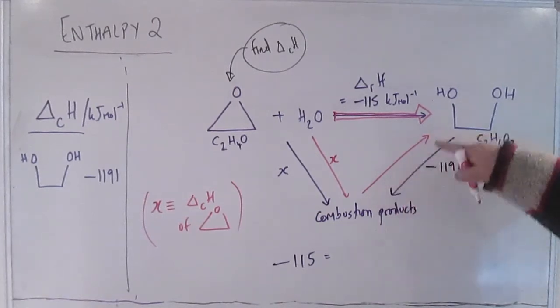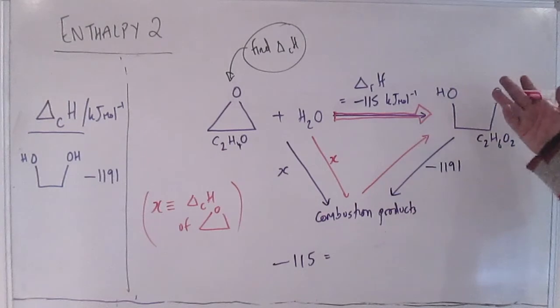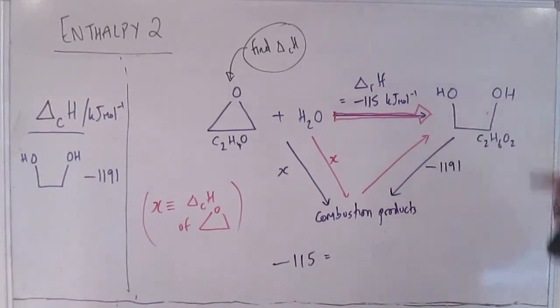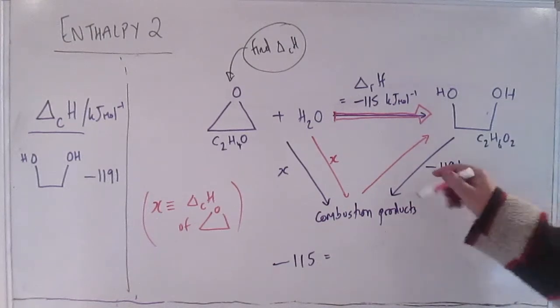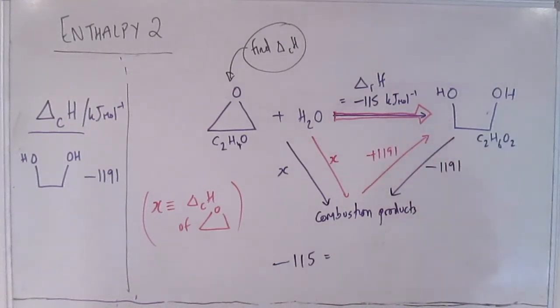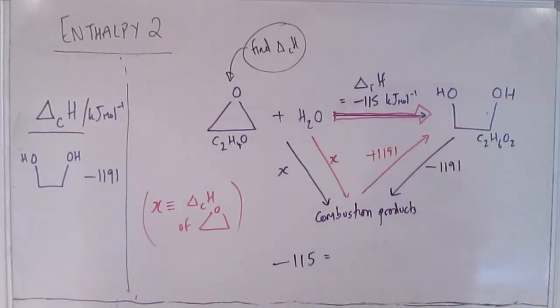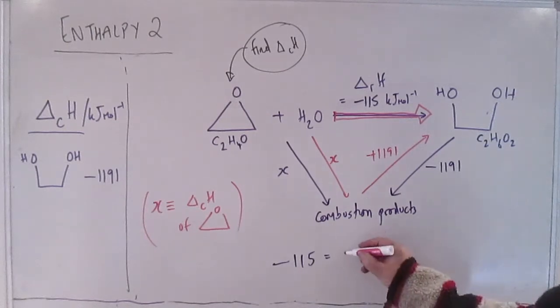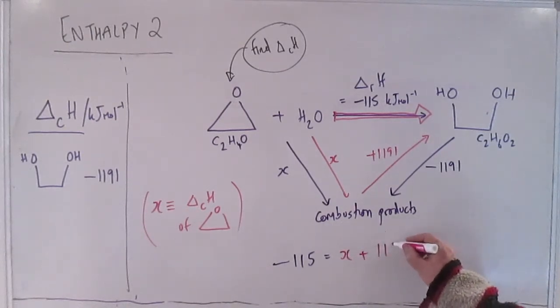But the second leg of the journey is the opposite of this one. So we're unburning the combustion products, if you like, to turn them back into ethane 1,2-diol. So it's the opposite of this, so the sign changes. So that's plus 1191 going up there. So now we can write down the sum of those 2 legs adds up to minus 115. So minus 115 is equal to X plus 1191.